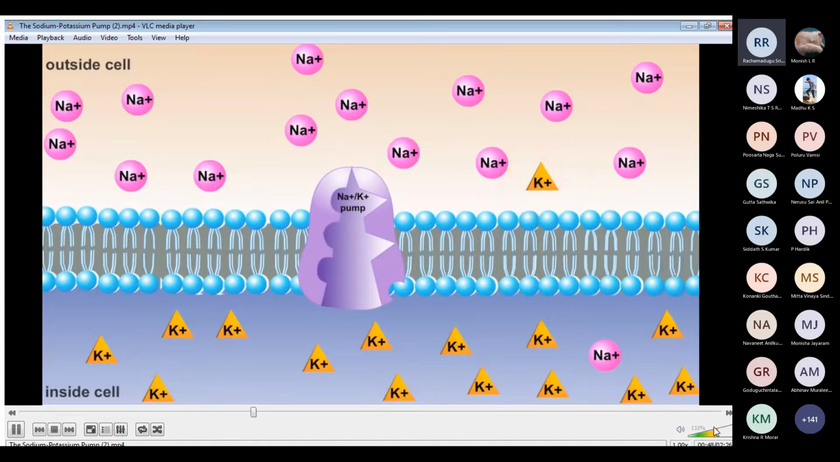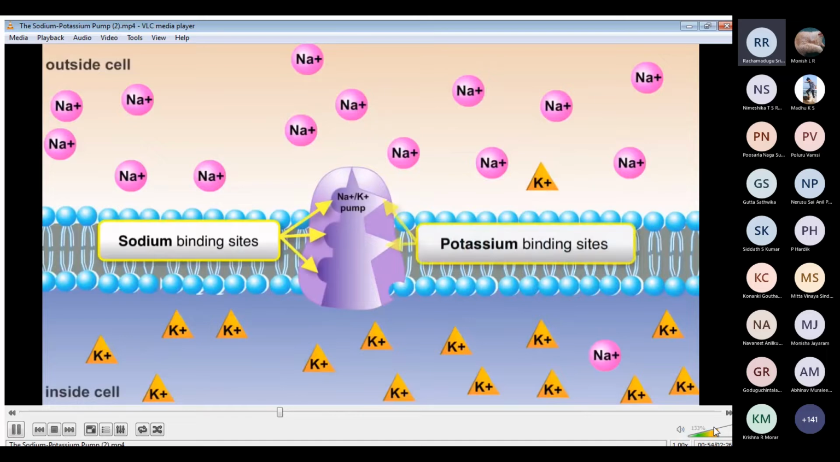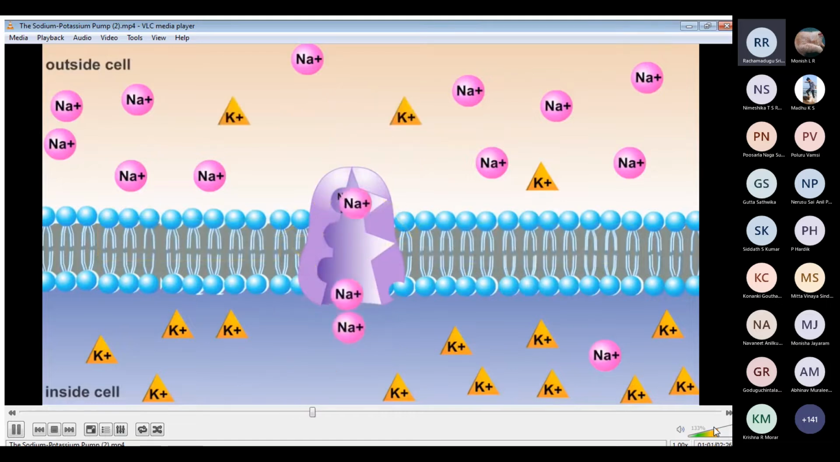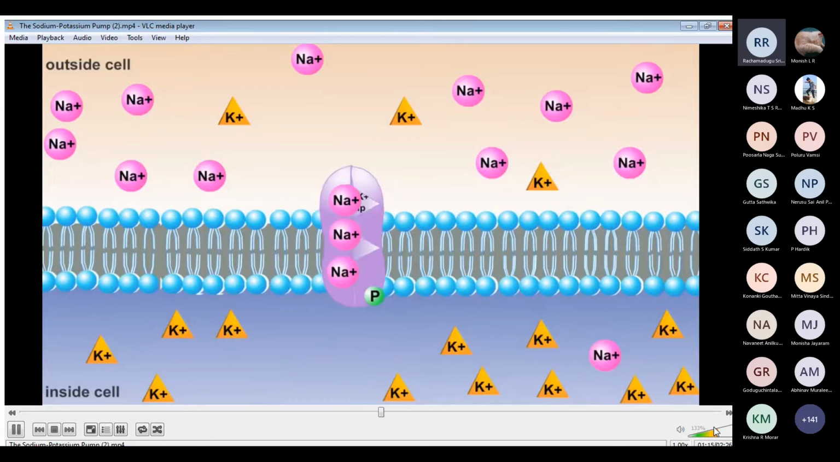Let's take a closer look at how this happens. The sodium-potassium pump has binding sites for 3 sodium and 2 potassium ions. Let's follow the movement of the sodium ions first. After 3 sodium ions are positioned within the carrier protein, an ATP molecule is split, releasing phosphate. This phosphate binds to a location on the exterior of the carrier protein, causing the protein to change shape.